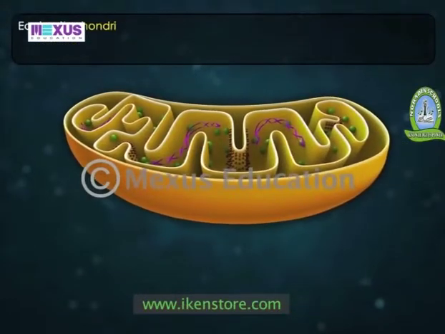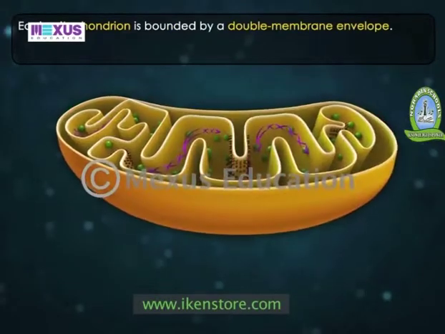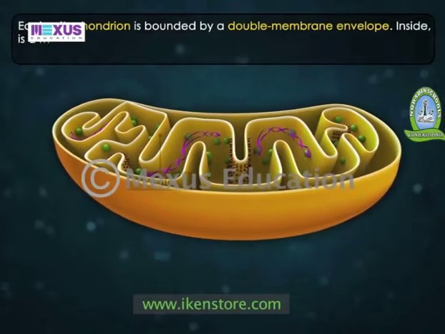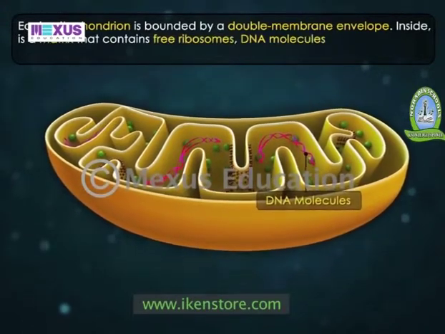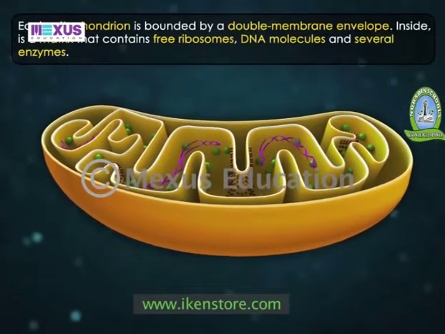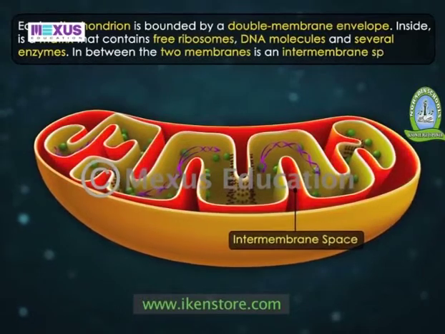Each mitochondrion is bounded by a double membrane envelope. Inside is a matrix that contains free ribosomes, DNA molecules, and several enzymes. In between the two membranes is an intermembrane space.